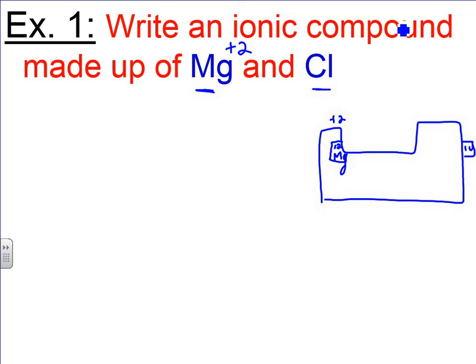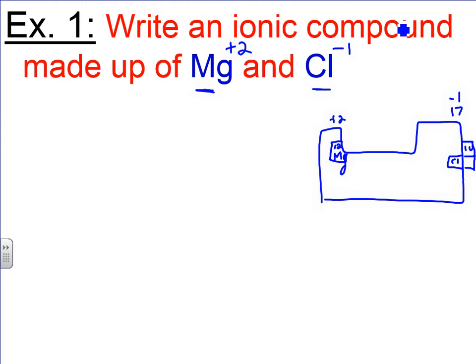The second thing to realize is chlorine, which is down here, in group 17, wants to gain an electron to become like the element argon. So chlorine will actually have a -1 charge, because group 17 is -1. So here's what we have. We have a +2 against a -1.